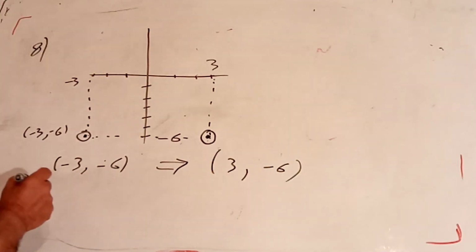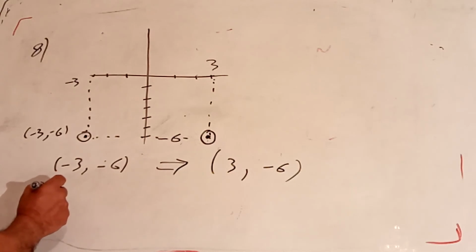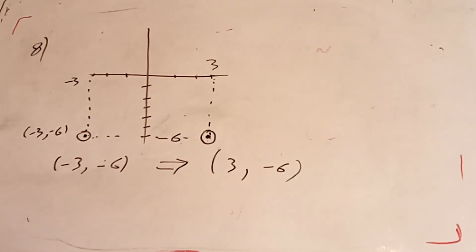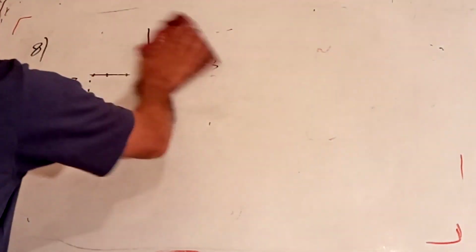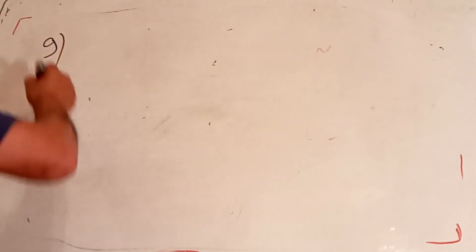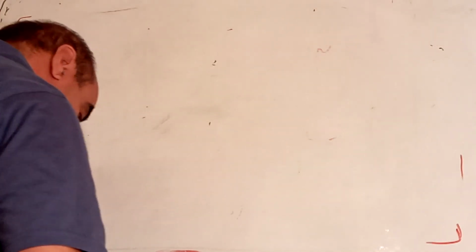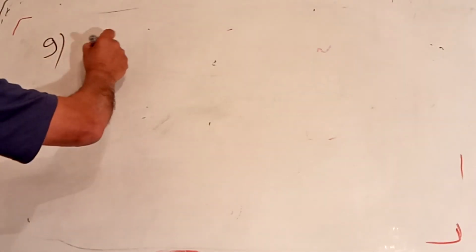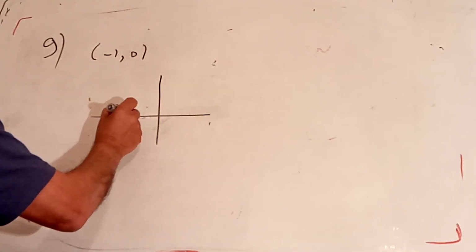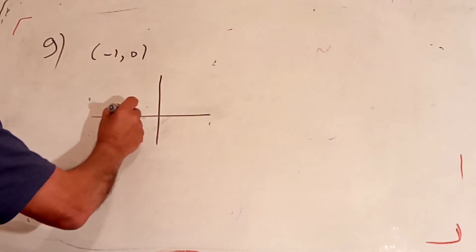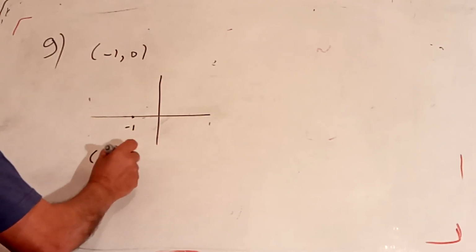Minus 1 and 0. The point minus 1 and 0. Okay, take a look. Let me go to number 9. Number 9. Okay, it was minus 1 and 0. This is minus 1 and 0. This one. So minus 1 and 0.